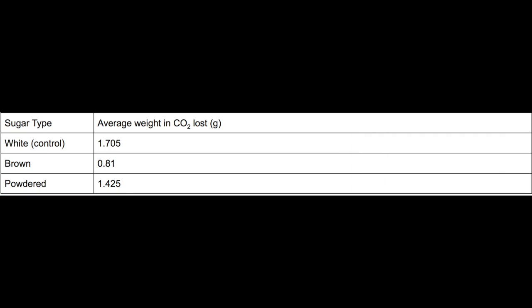After we got the amount of CO2 lost for each type of sugar, we averaged the values of the 2 trials and found the average CO2 released for the types of sugar to reduce any experimental error.